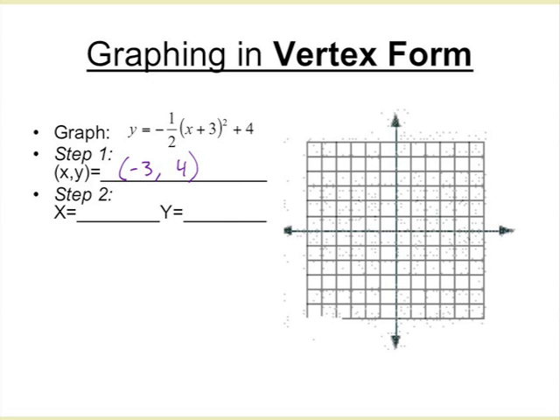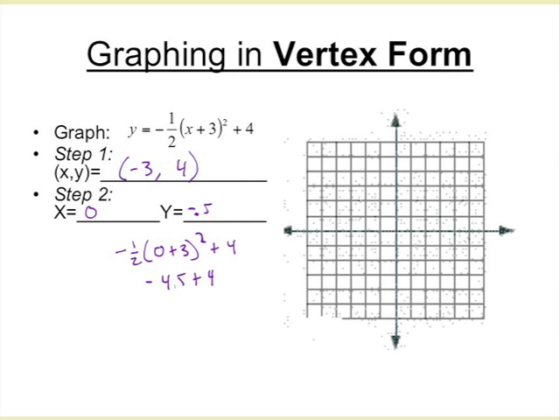Then you can pick anything you want and plug it in to get your second point. So I could pick 0, and if I plug in 0, I get -1/2 (0 plus 3) squared plus 4, which is going to be -4.5 plus 4, or -0.5. That is not unmanageable to plot, right? So that's not a big deal. So that one would work fine.